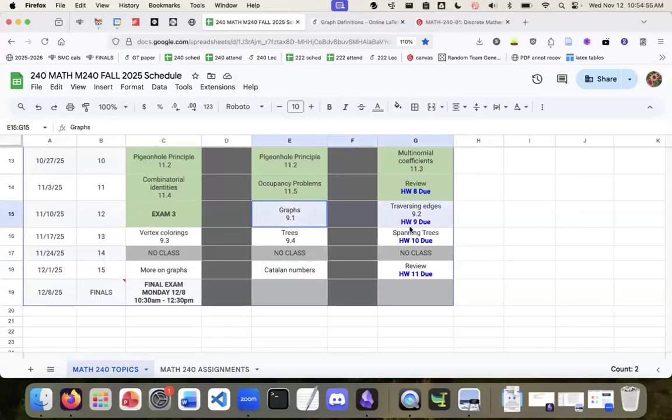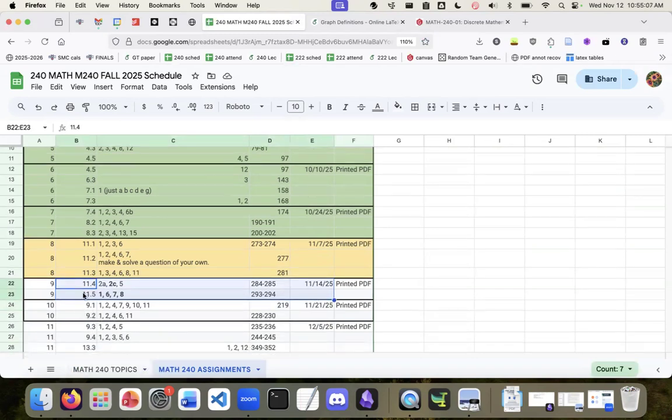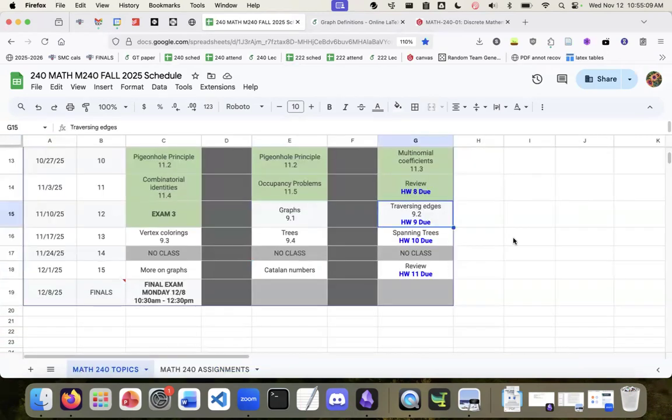And so homework 9 is going to be some remnant of chapter 11, so that should be fairly straightforward. Then homework 10 and 11 will be on these topics.